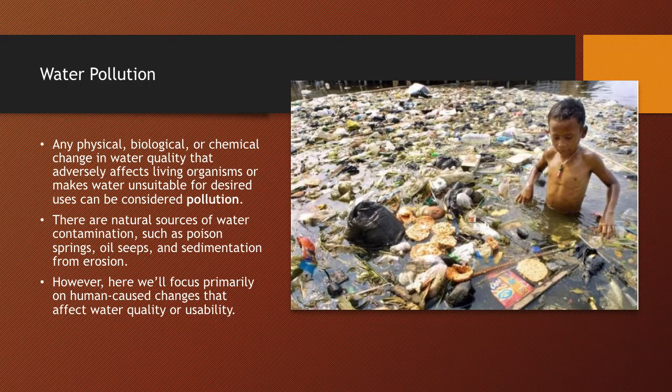Water pollution is any physical, biological, or chemical change in water quality that adversely affects living organisms. We also consider water to be polluted if it becomes unsuitable for its desired use. There are many sources of natural water pollution. For example, seeps deep on the floor of the Gulf of Mexico constantly release oil droplets. Herds of animals deposit urine and feces on waters across the countryside. And natural erosion processes contribute to sediment loading in waterways. However, in this lecture, we will remain focused on human-caused changes in water quality.